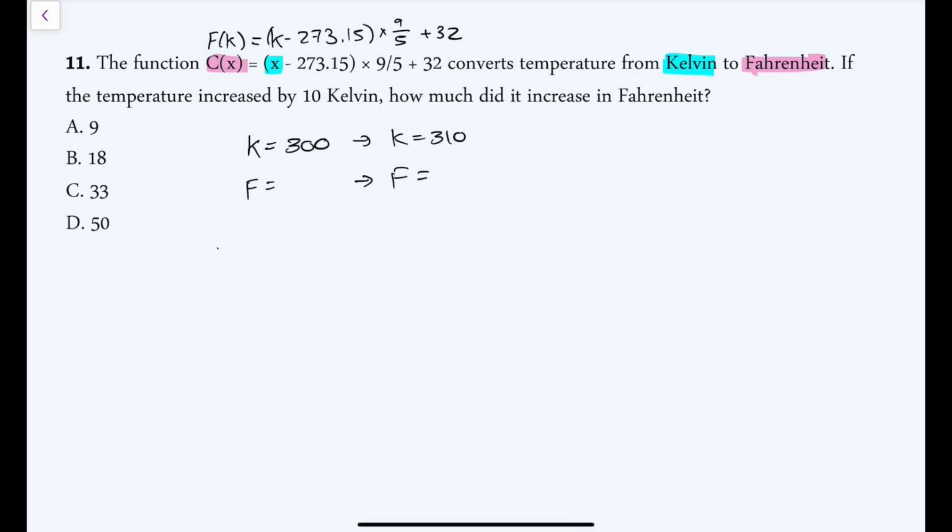Okay, so let's do that. F at 300 is going to equal 300 minus 273.15 times 9/5 plus 32.